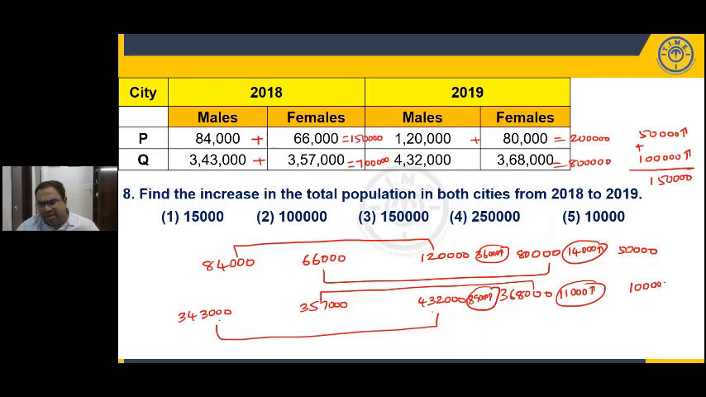I have just given you a different approach. That's all. 1,50,000. Or add these two, subtract. You will get 1,50,000. Simple question. Nothing to worry.